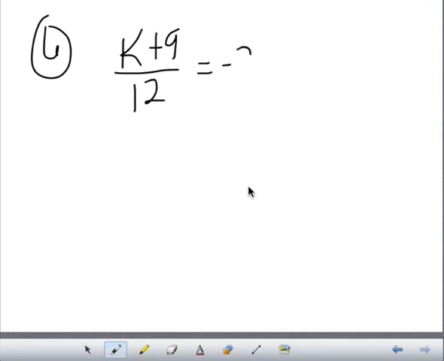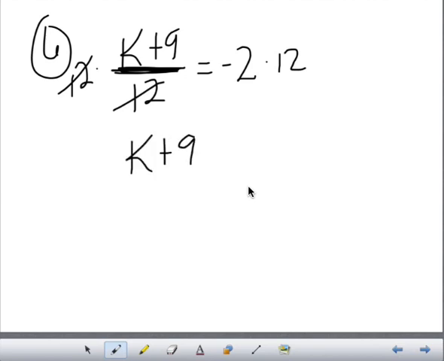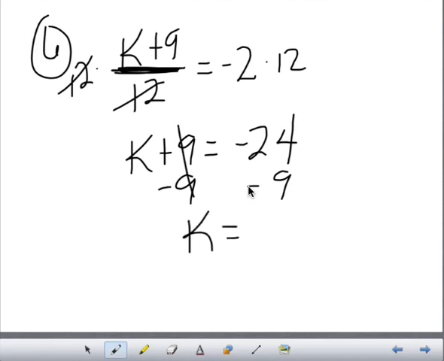All right, moving on, number 6. k plus 9 over 12 equals negative 2. Now, we've talked about this a lot. I've always said, like in the last problem, get rid of the addition and subtraction first, unless the addition and subtraction is part of the fraction. That plus 9 is in my numerator. So I've got to get rid of that dividing by 12 first. So I'm going to multiply both sides by 12. These cancel out, leaving me with k plus 9 equals a negative 24. I'm going to subtract 9 from both sides. So k is equal to a negative 33.